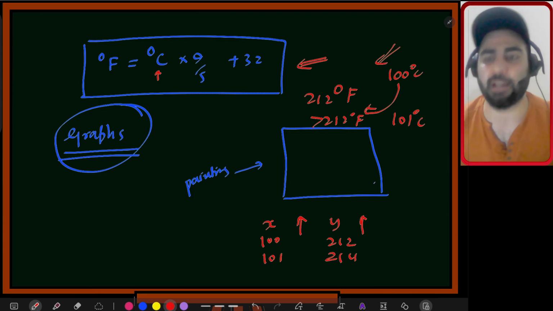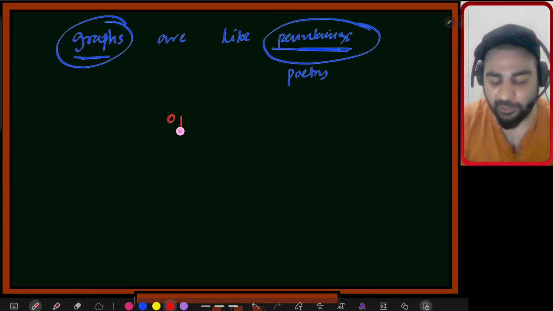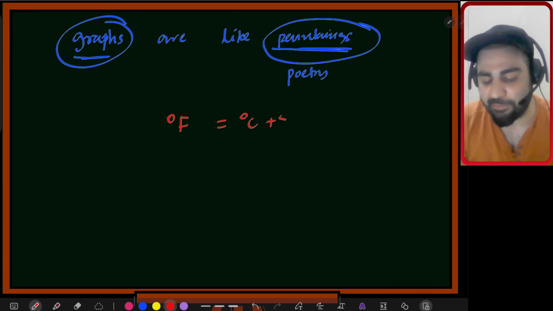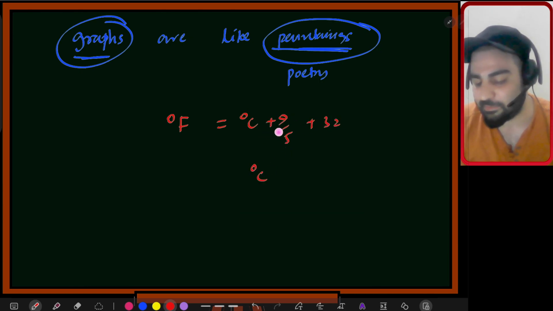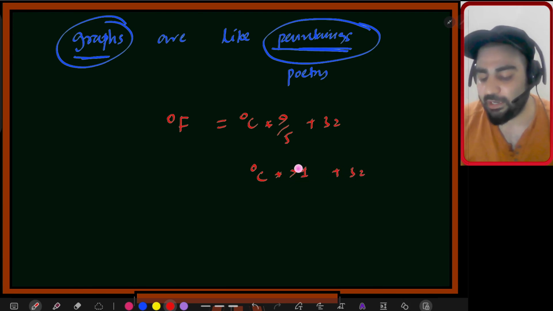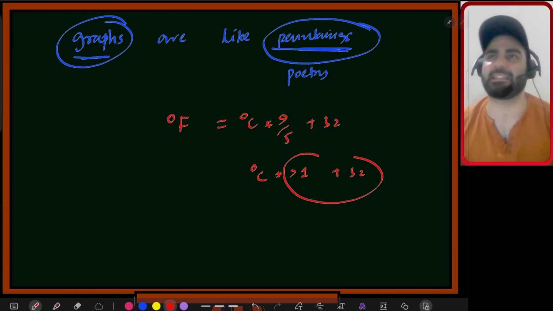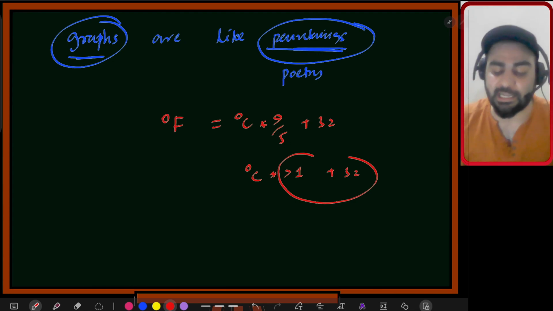There you'll have to figure out, okay, if I have to mathematically prove degree Fahrenheit is equal to degree Celsius times 9 by 5, plus 32, I'll have to tell you this degree Celsius is multiplied with something greater than 1, plus 32. So I can already see that the number will be increasing. Some sort of mathematical details I'll have to see. Now this graph makes it easy.